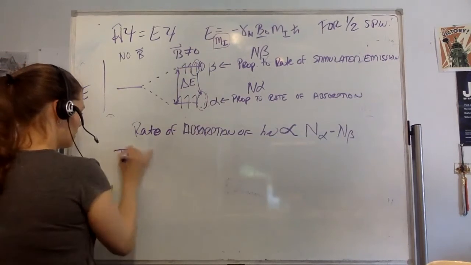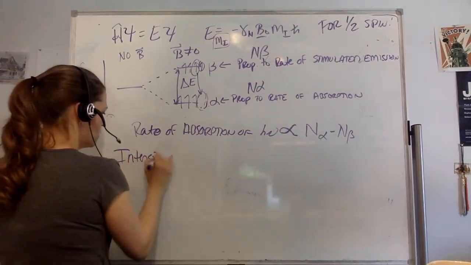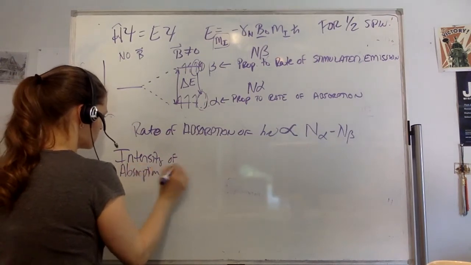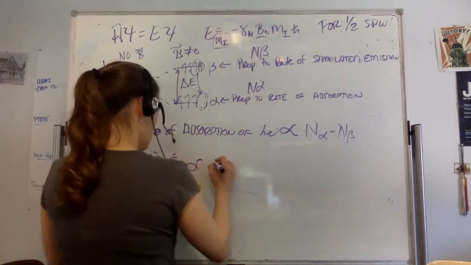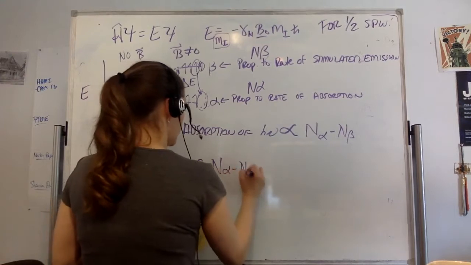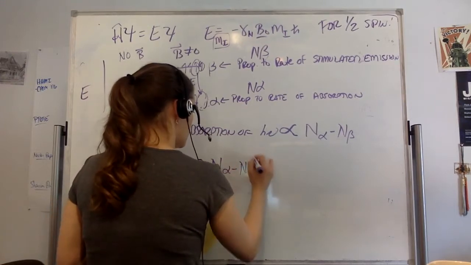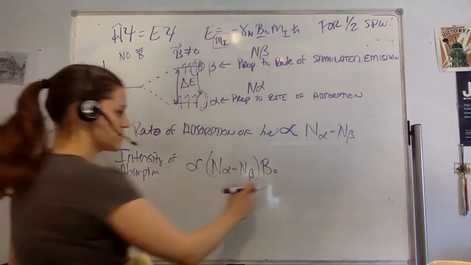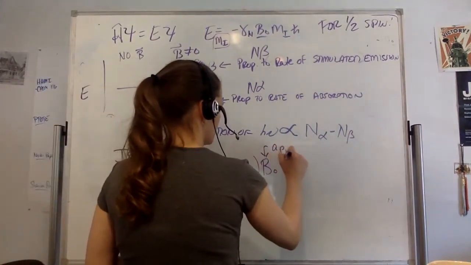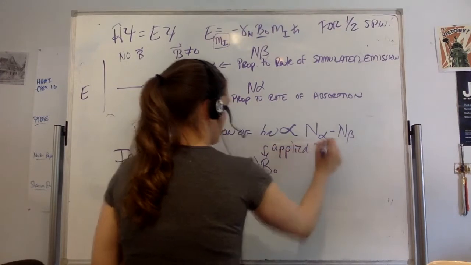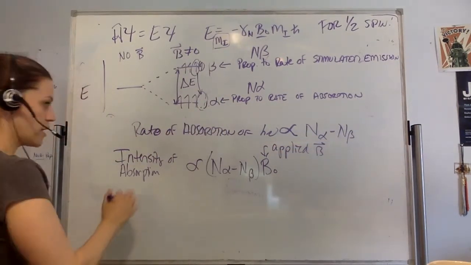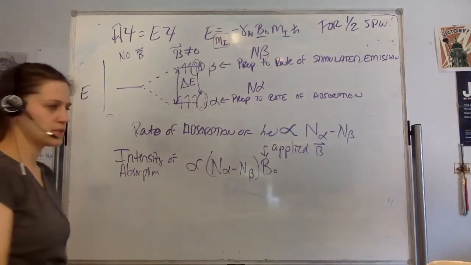So the intensity of the absorption is proportional to N alpha minus N beta multiplied by B0. This is the applied magnetic field. All right, everyone good? Cool. So now I want to know, what's the population difference?